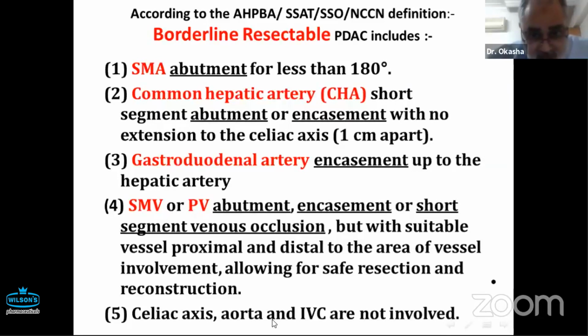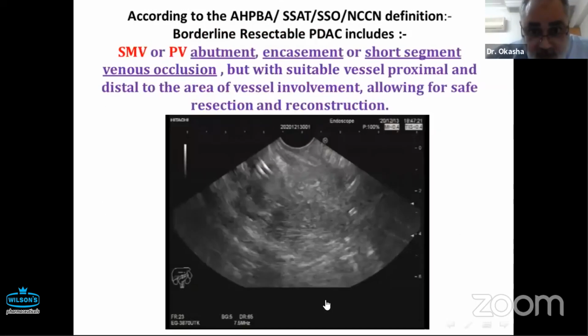But the celiac axis, aorta, and inferior vena cava should not be involved, either by abutment or encasement. Let us see some of the videos which may make things more clear.